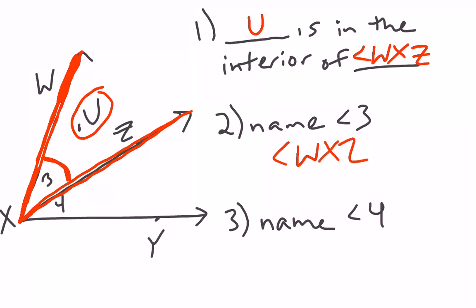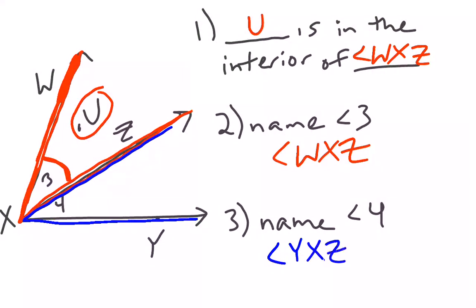W, X, Z. And then if we want to name 4, I'm going to start with Y. Y, X, Z. But if it makes your heart happy, you can go the other way. You can go Z, X, Y. If that just makes you happy. But notice they both have the vertex X in the middle.